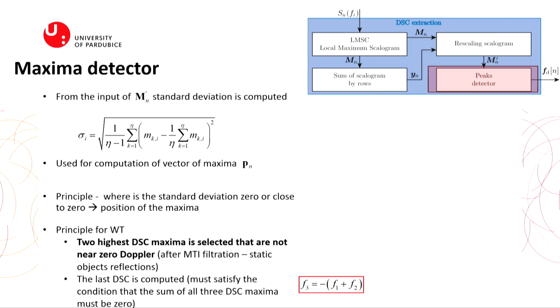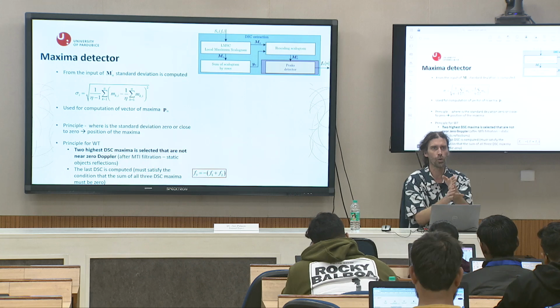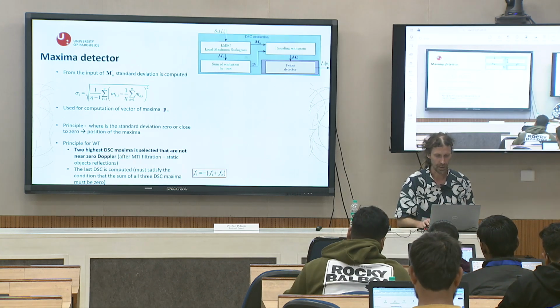So in this final step, there is the peak detection step. After reducing the matrix using the optimal scale, we compute the standard deviation, row-wise or column-wise, it depends. And of course, we are looking for the result that has the lowest standard deviation, because the lowest standard deviation means the lowest error. I am getting closer and closer to this maxima.